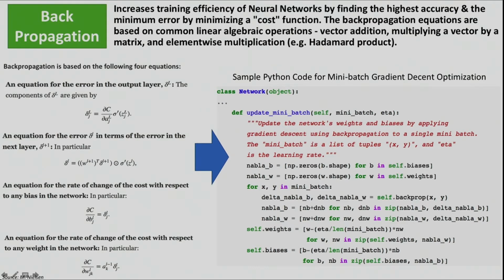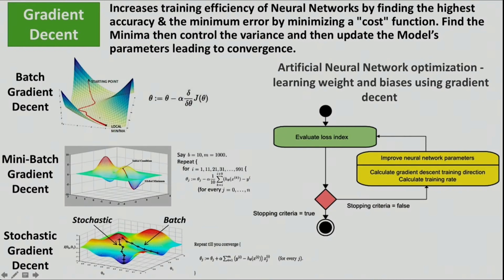But this is how you're going to increase training efficiency by finding the highest accuracy and the minimum error by minimizing the cost function. This is where we're going to be updating weights and biases in the various layers of the network. Now, there are 2 major techniques for optimization. The first one is called gradient descent, which increases training efficiency by finding the highest accuracy and minimum error. What we're trying to do is find the minima, and then control the variance and then update the model's parameters, leading ultimately to convergence.